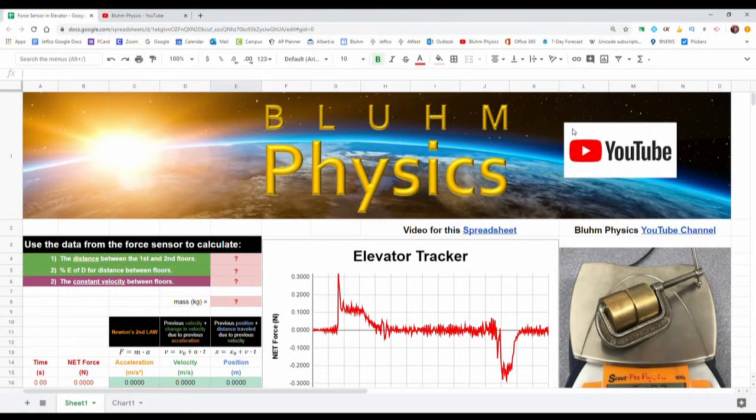This video talks about how to use a force sensor and Newton's second law to track the distance an elevator traveled between floors. Now, if you go to the description for this video, there is a link in the description that will take you to this actual spreadsheet so you can practice what I'm showing you here yourself.